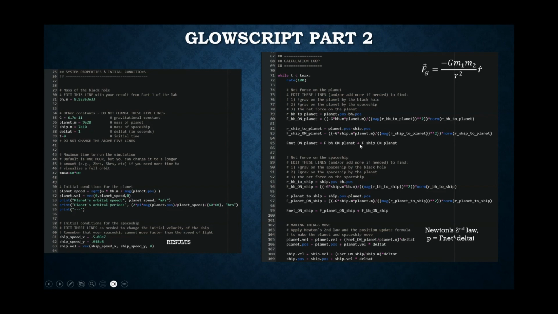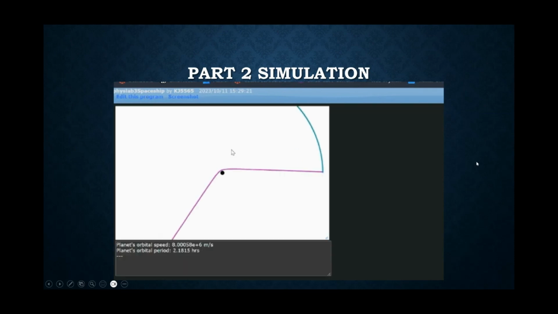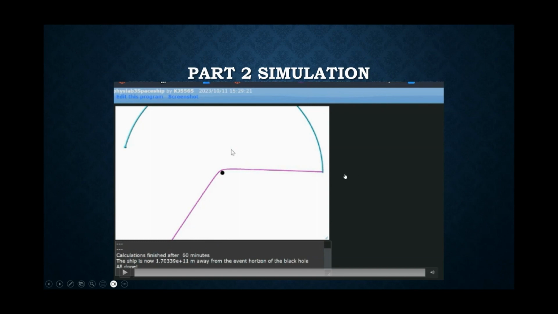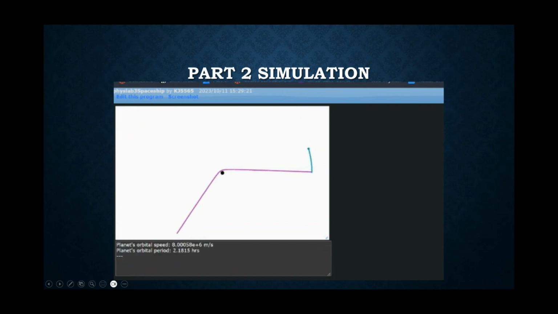Put that as a total F net for the forces on the planet, and do the same thing for the ship, just different rearrangements of variables. And then to make things move, we just stick everything into a momentum equation where we calculate the velocity and then calculate the position based on that changing velocity. And here is the simulation. This is at double speed since the simulation moves slowly, but we can see the ship shoots out and curves around the black hole without hitting it and is able to escape the atmosphere of the planet.